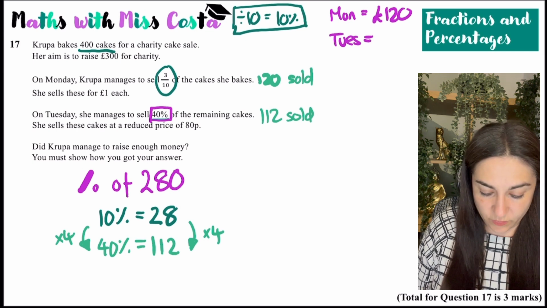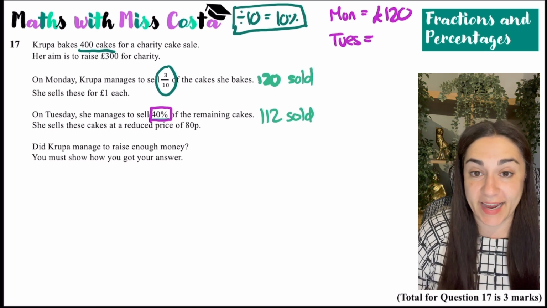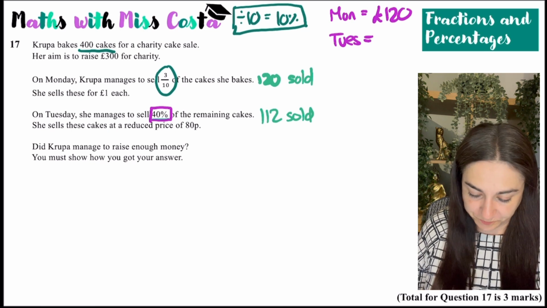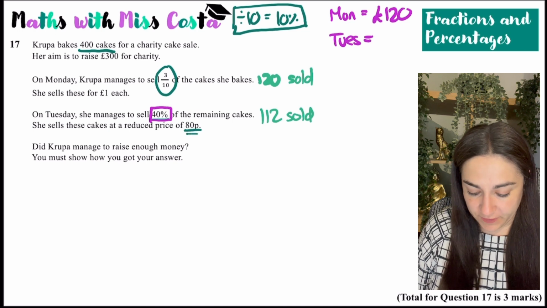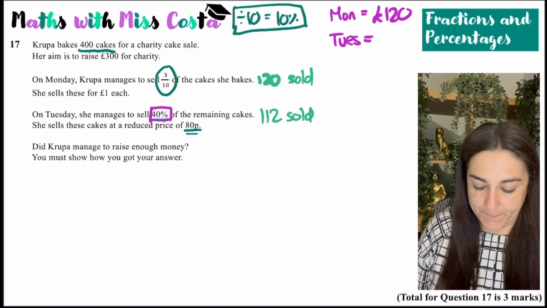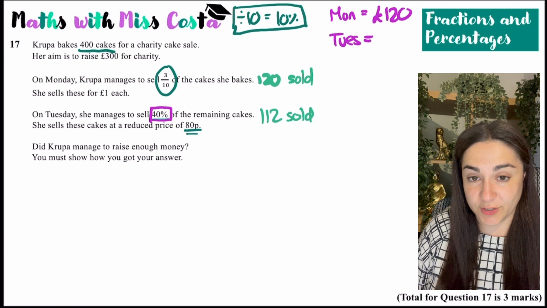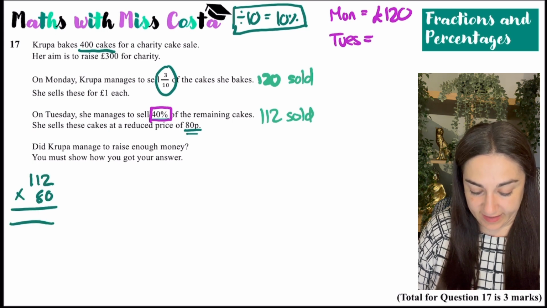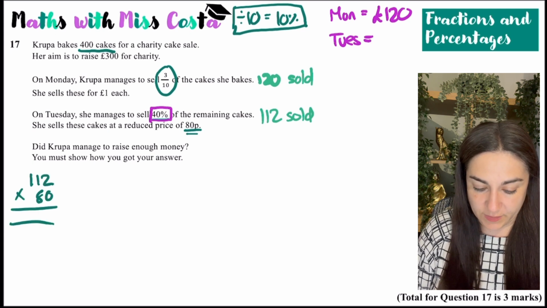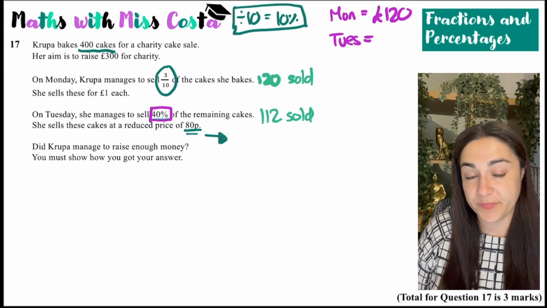And I'm told that she sells them at a reduced price of 80p, probably because it's the last day of the charity sale. She's just trying to sell as many as possible. So I'm going to have to do 112 times by 80. So a good way to do this on the non-calculator, I could either do 112 times by 80 like this, or what I could do is think to myself, okay, how can I actually make up 80 using multiplication?